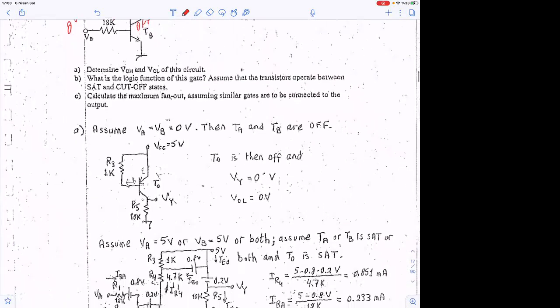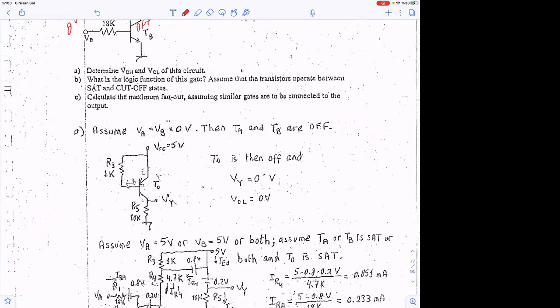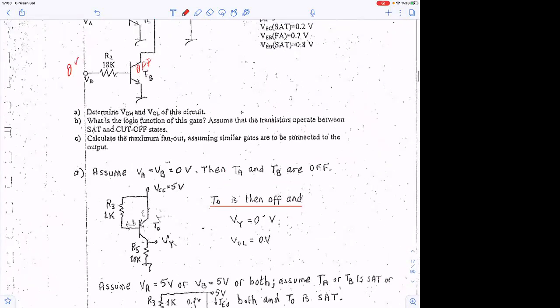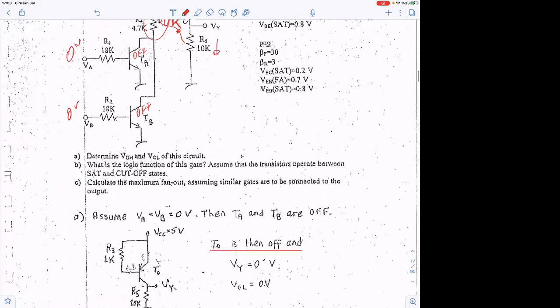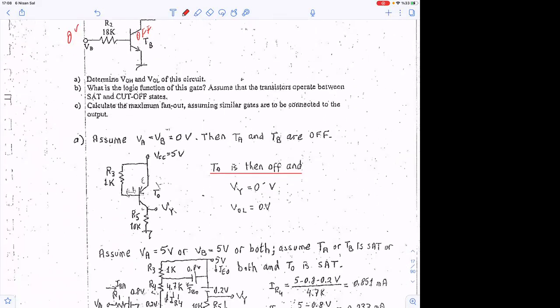Yes, this is the short, right? So then TO is off. This is TO. Therefore, the current through here is going to be how much? 0. Therefore, what is VY? 0.